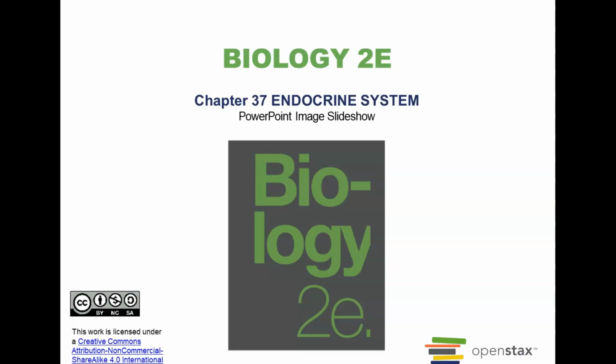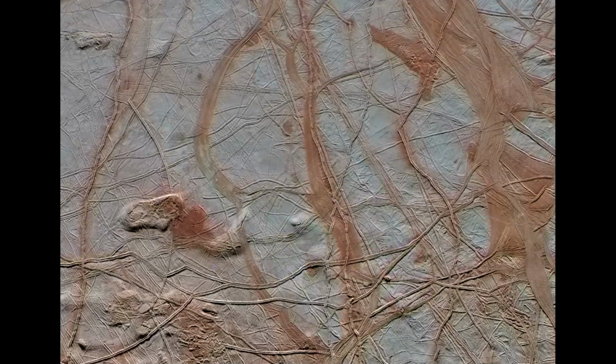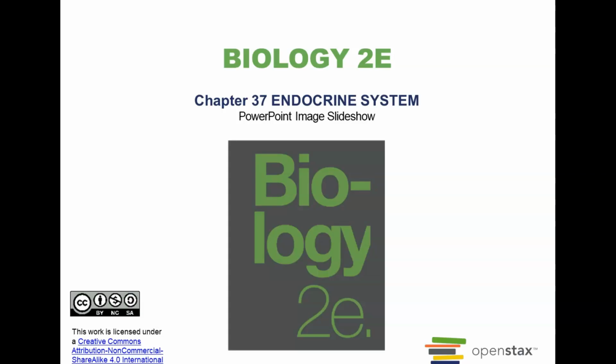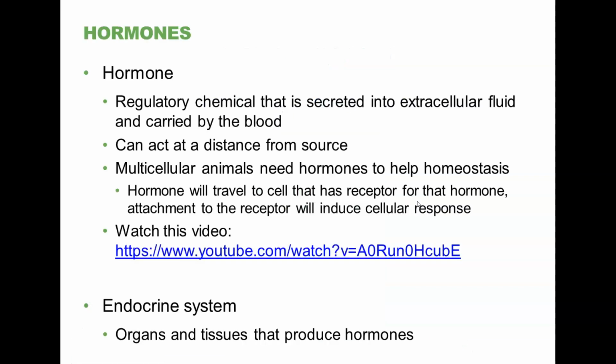All right, this is a recording for Biology 1407, Chapter 37 in the OpenStax textbook, the Endocrine System, the second chapter of Unit 3. All right, so let's go ahead and start.